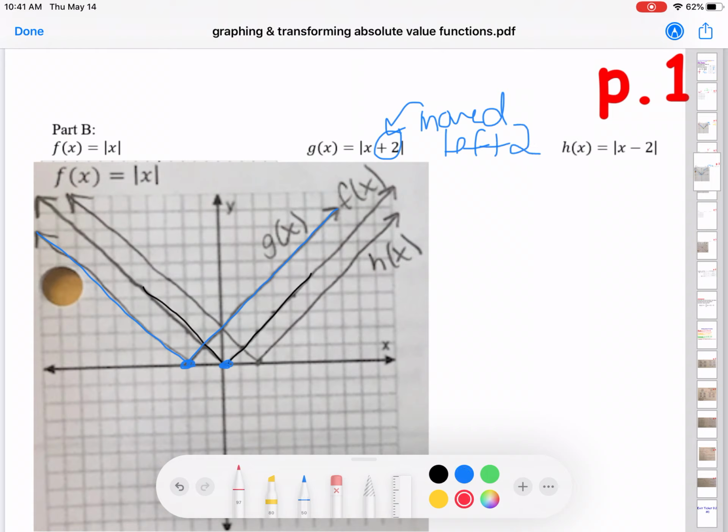If we look at our h of x graph, when we put the -2 on the inside, that's this graph over here on the right side. So comparing that back to our original f of x function, our vertex was originally at 0, 0, and now it's at 2, 0. So this means that the whole graph was moved to the right 2 units. So again, similar to our quadratic functions, we see that for absolute value, if we put a plus on the inside, it moves it to the left. If we put a minus on the inside, it moves it to the right.